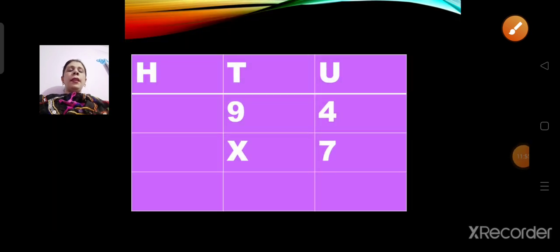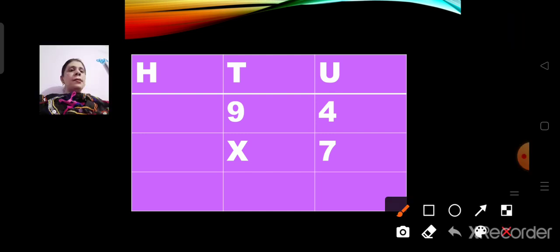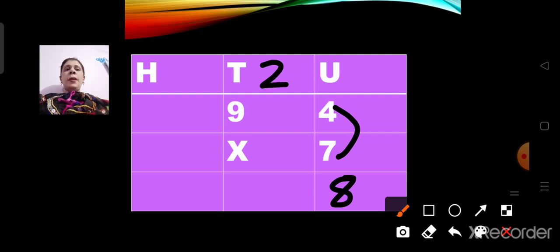Next, 94 multiplied by 7. Okay, so let us start. 4 1s are 4, 4 2s are 8, 4 3s are 12, 4 4s are 16, 4 5s are 20, 4 6s are 24, 4 7s are 28. So for 28 I will write 8 and 2 I will carry over in tens place.